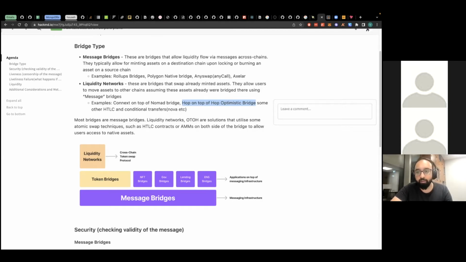yeah. So let's also check out the definition of both of these things real quick. So message bridges allow flow of liquidity via messages across chains, right? So bridges that allow flow of liquidity via messages across chains, we bundle them in the message bridges section. So bridges that swap already minted assets, we put them in the liquidity network section. So Stargate is a protocol that allows you to swap already minted assets. So at no point of time is Stargate minting USDC or things like that, right?